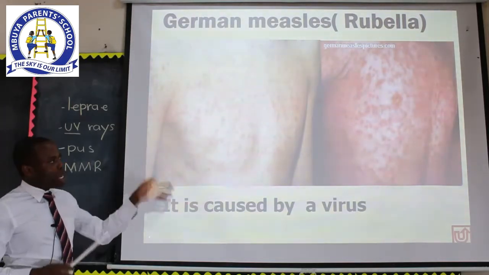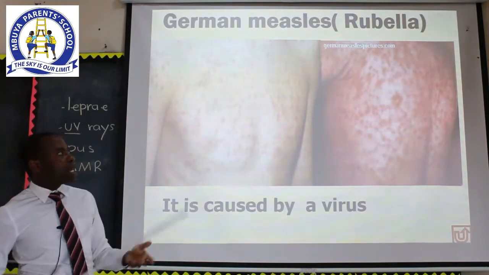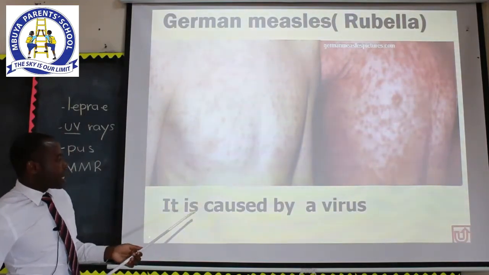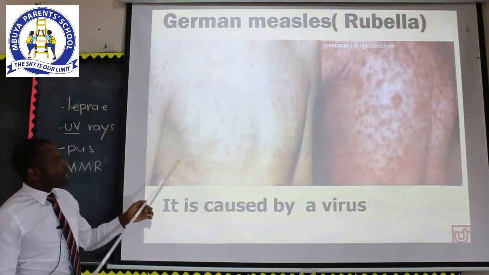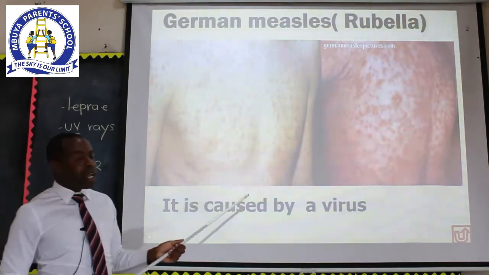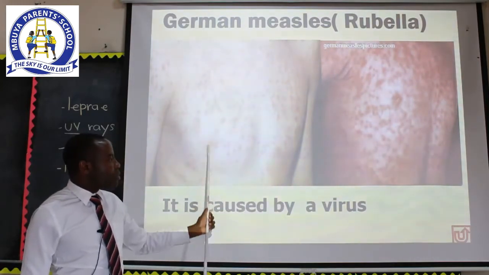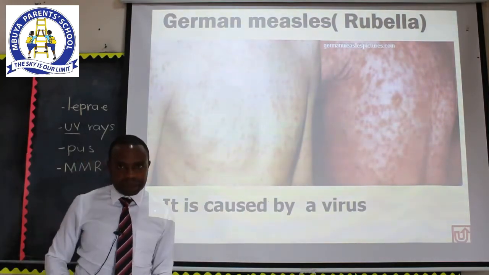Now, when you are immunized against rubella, then when you get it, the body gets the immunity to fight against it. Now, when you check, like the other measles, it also leads to skin rash, as you are seeing. Your skin will appear as you are seeing here.